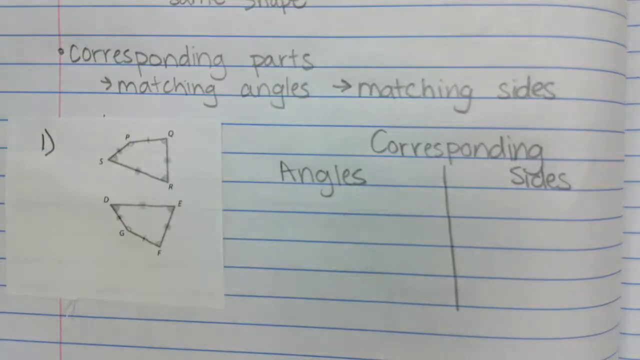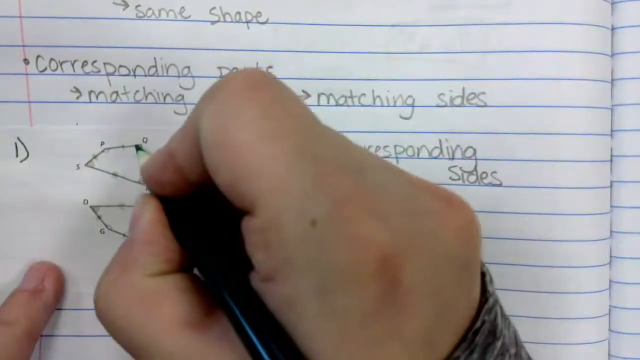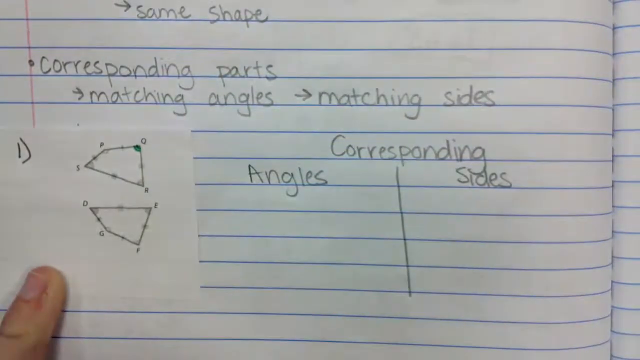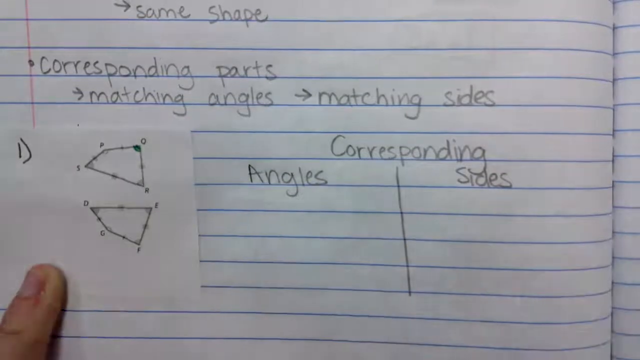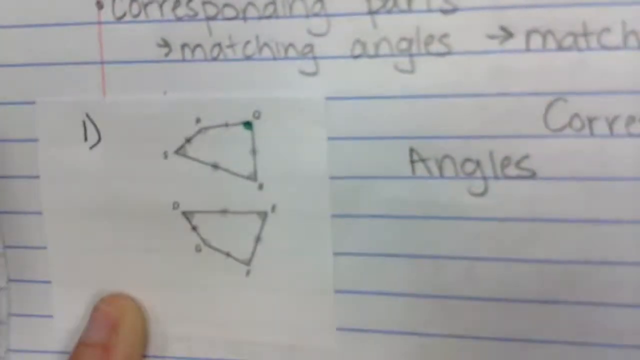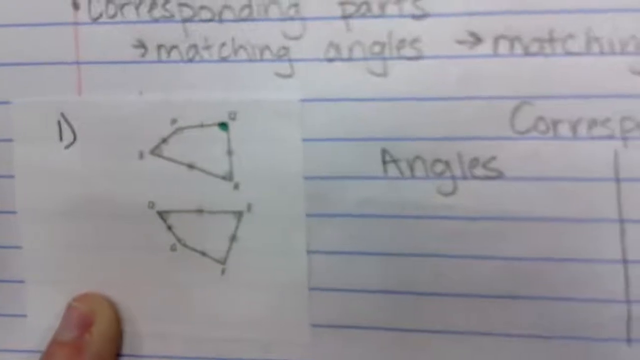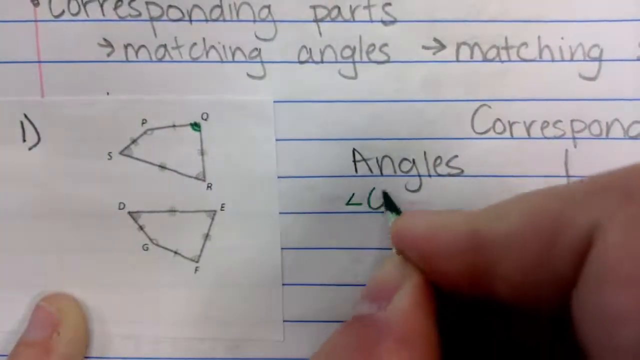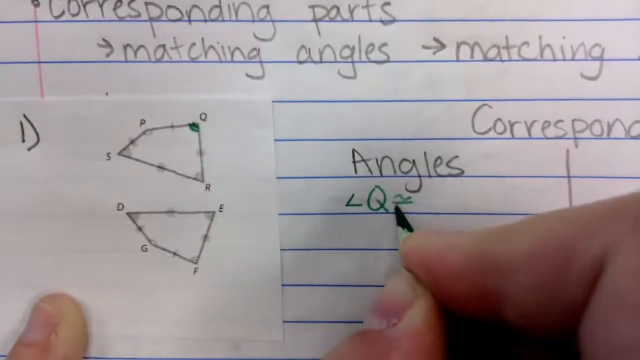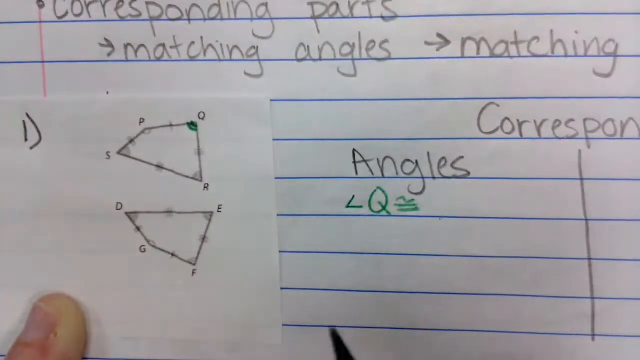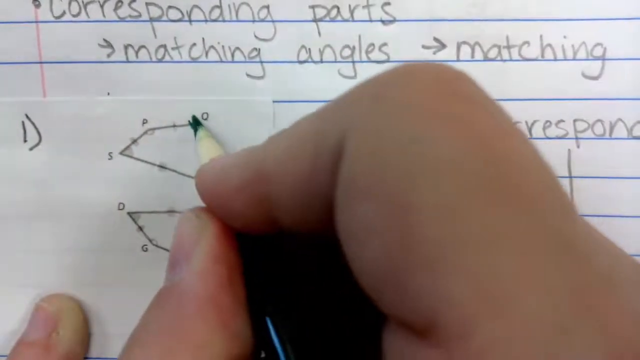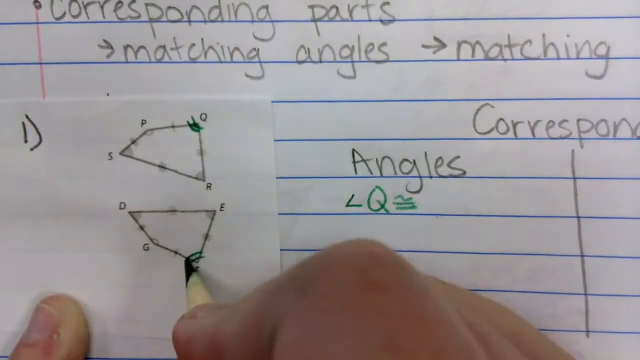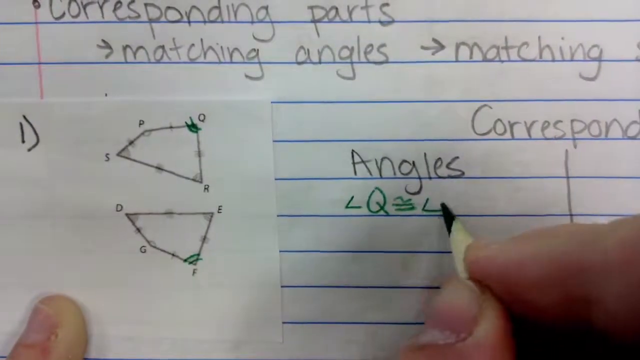Alright, so if I look at angle Q. Angle Q had those two arcs, if you can see it. I know on yours it's probably a little bit better. What angle is congruent to angle Q on the other polygon? Which one had two arcs? Angle F has two arcs. So angle Q is congruent to angle F.